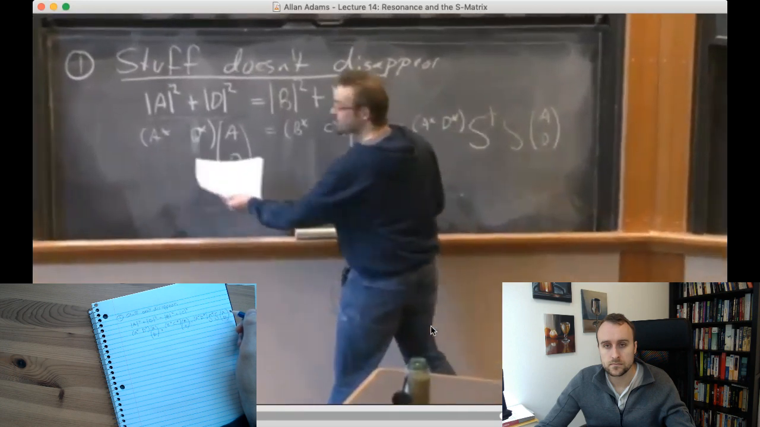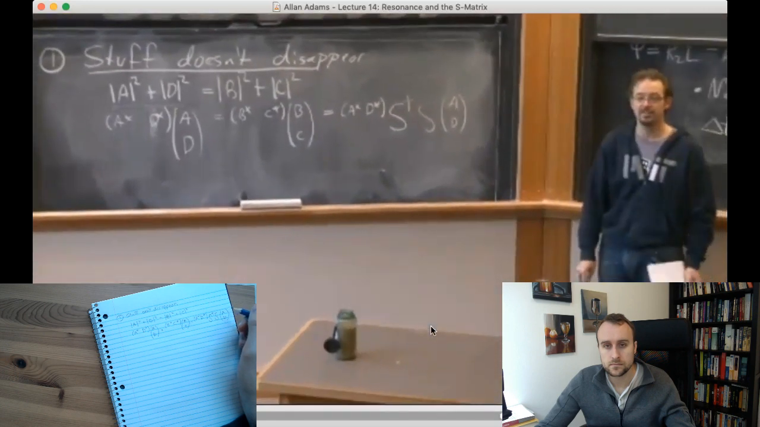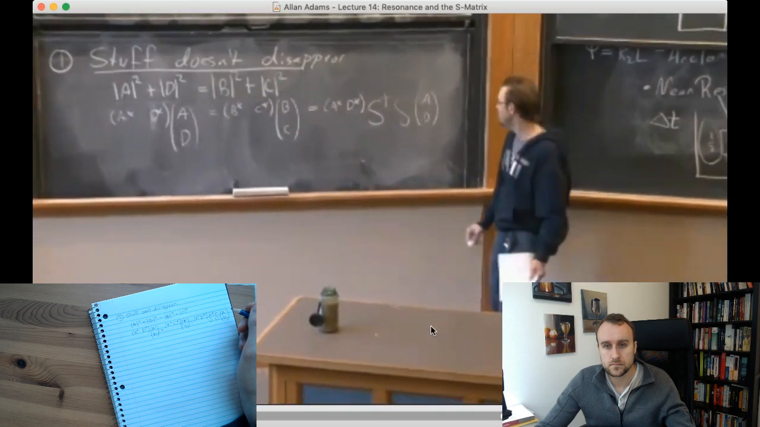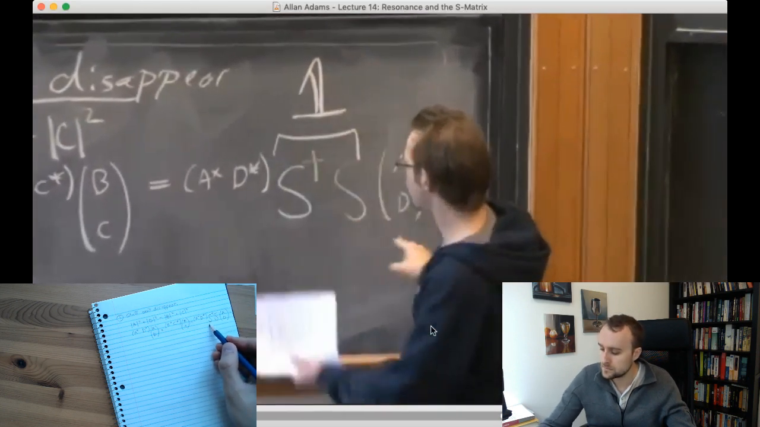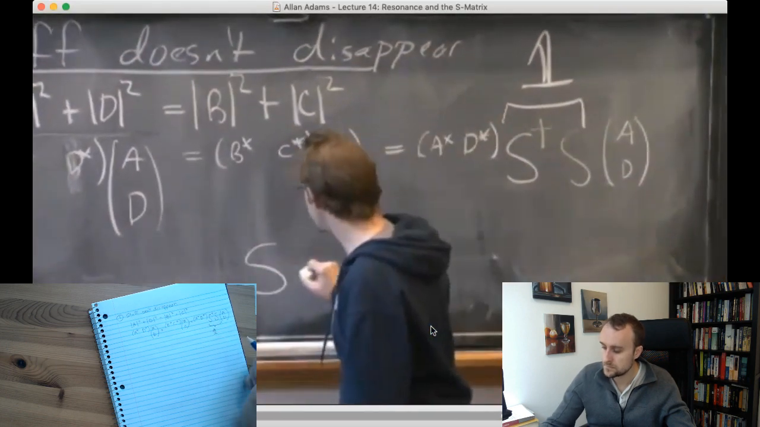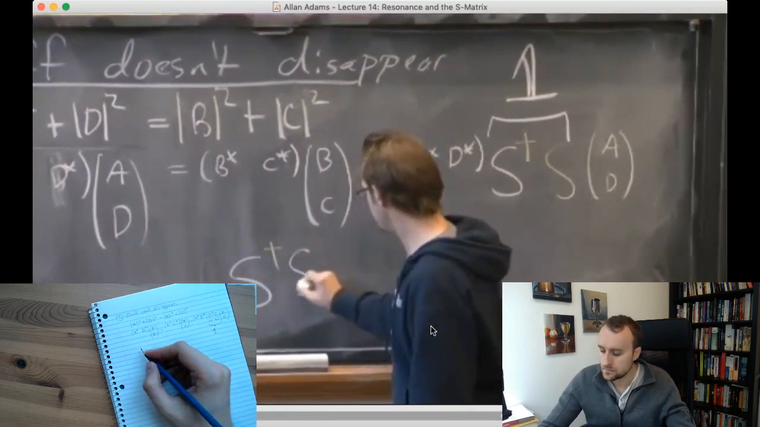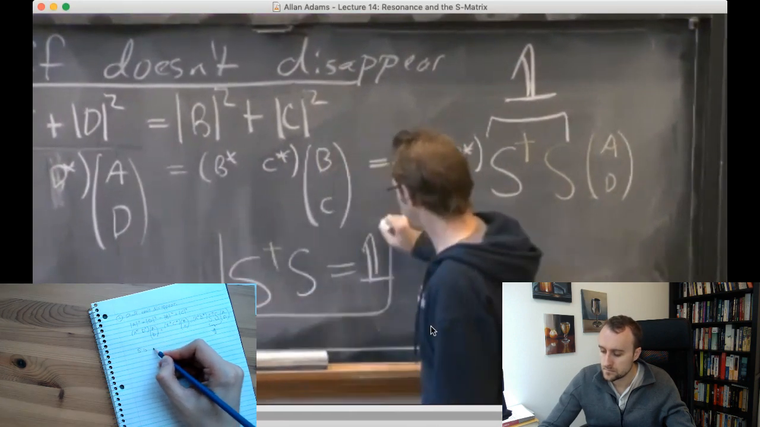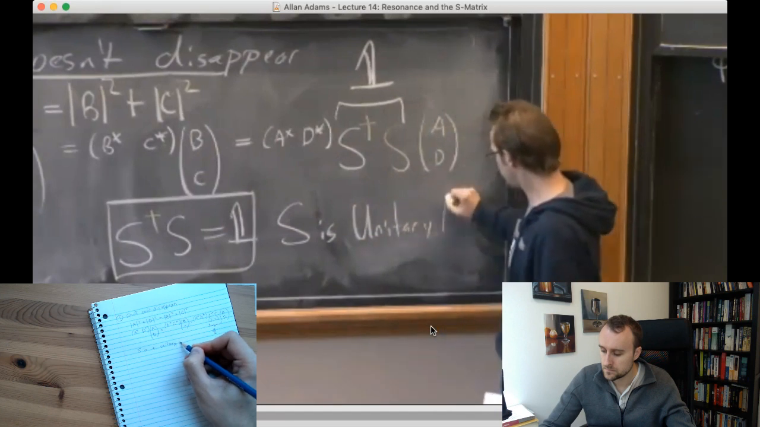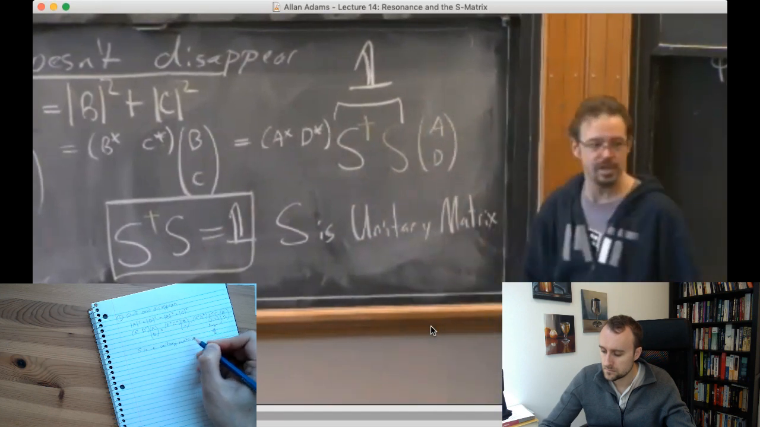But this has to be equal to this for any A and D. So what must be true of S dagger S as a matrix? It's got to be the identity as a matrix in order for this to be true for all A and D. Stuff doesn't disappear. So S is a unitary matrix. Its inverse is its adjoint.